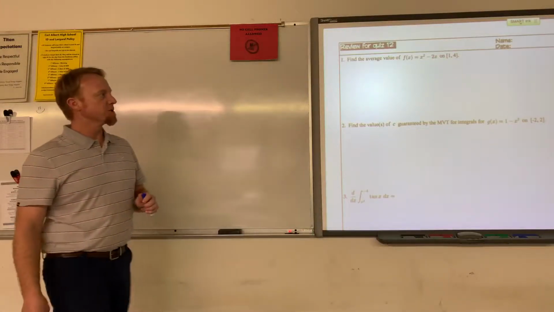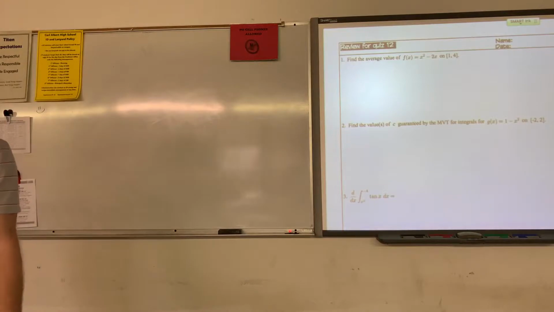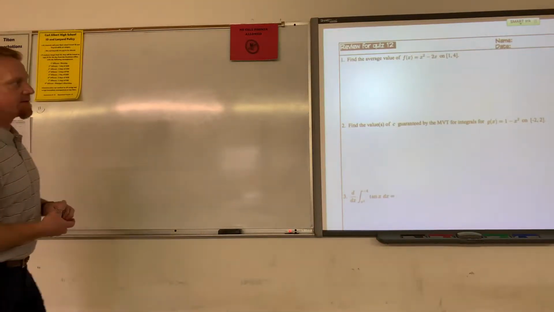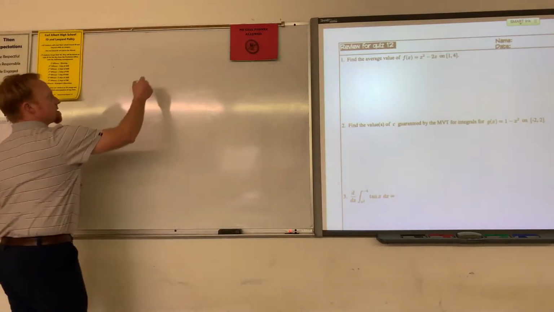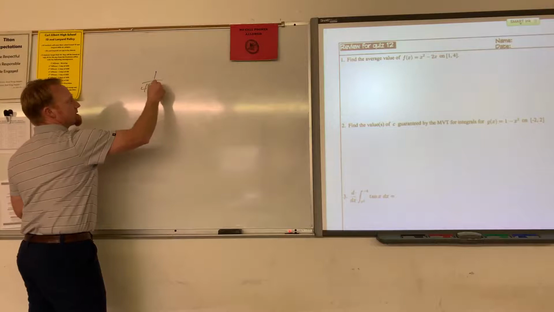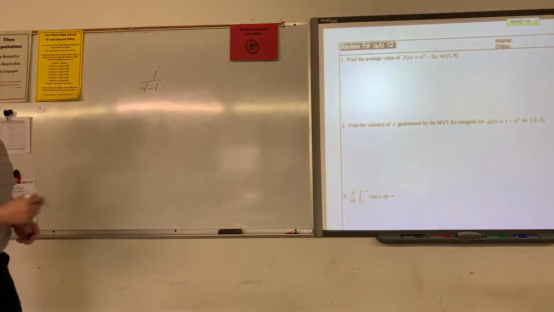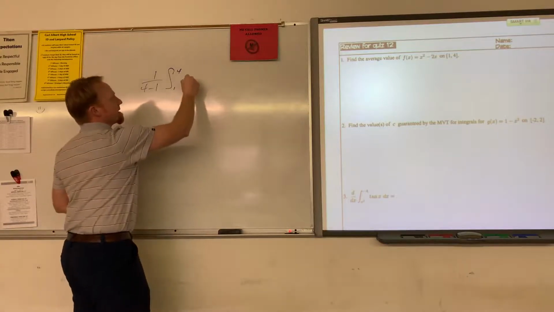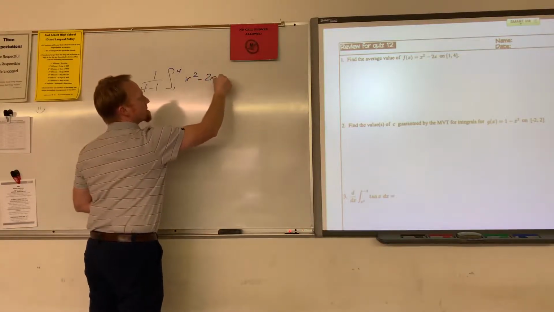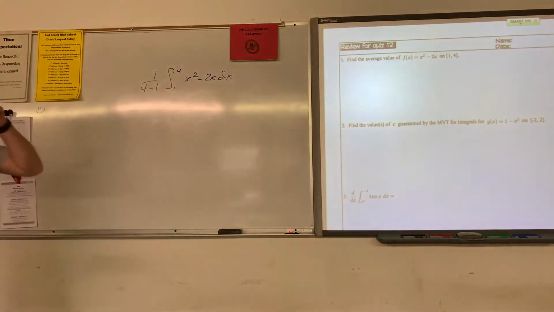All right, looking at answers for review for quiz 12. Starting with number 1, average value of f of x equals x squared minus 2x between 1 and 4. So we're going to start with 1 over b minus a, 1 over 4 minus 1. We're going to integrate from 1 to 4, and then we're integrating x squared minus 2x dx.